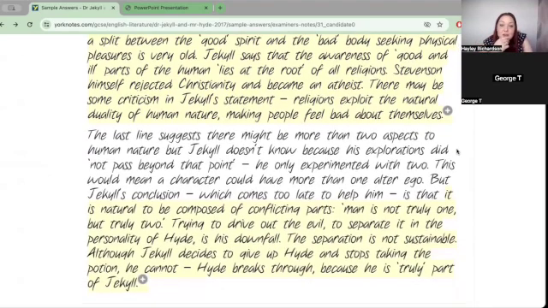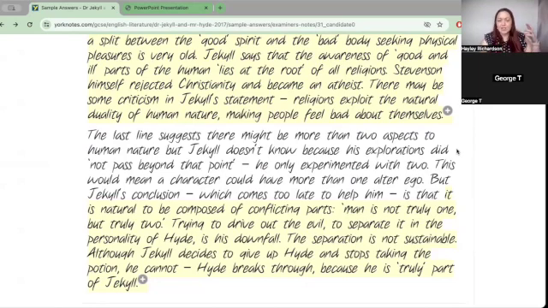The last line suggests there might be more than two aspects of human nature, but Jekyll doesn't know because his explorations did not pass beyond that point. He only experimented with two. This could mean a character could have more than one alter ego. But Jekyll's conclusion, which comes too late to help him, is that it is natural to be composed of conflicting parts. I really love the way there that he has actually used alliteration, not in a showy way, but it just sounds lovely.